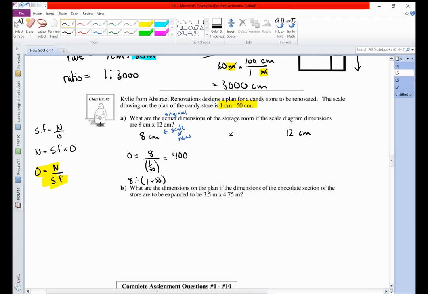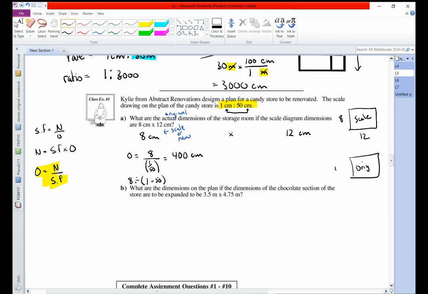Hopefully you said centimeters. Everything's done in centimeters, right? We know our scale factor is centimeters to centimeters. So that's 400 centimeters. We're going to do the same thing for 12. We have to convert both dimensions, right? It's like saying on the drawing, we have the room. It's 8 centimeters by 12 centimeters. But in real life, so this is our scale, this is our original. In real life, what are the actual dimensions?